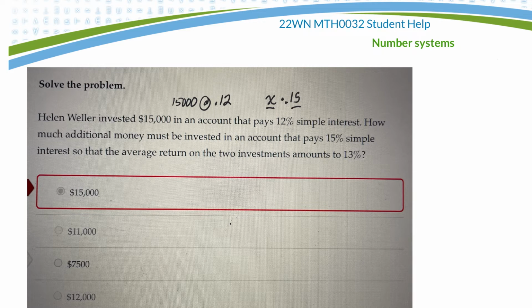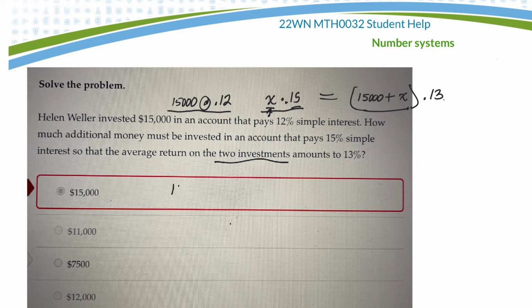On both investments, so I guess it would be 15,000 plus whatever this is, and you're multiplying that by 13%. So what I want to know is this amount at 12% plus something times 15%. I want to know if that's equal to the total amount at 13%. So I want to figure out what X is. So there I've got my equation.